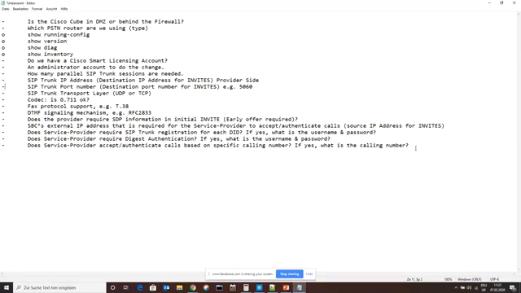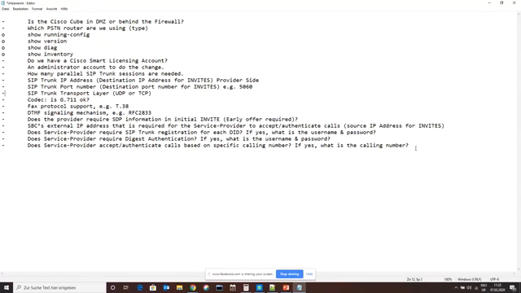The standard SIP port for signaling communication is 5060. Ask the provider if they need 5061 or some other port number. Sometimes the provider really says, I don't need 5060 or 5061, I need maybe 5065. So you just need to confirm these details with the customer and the provider.